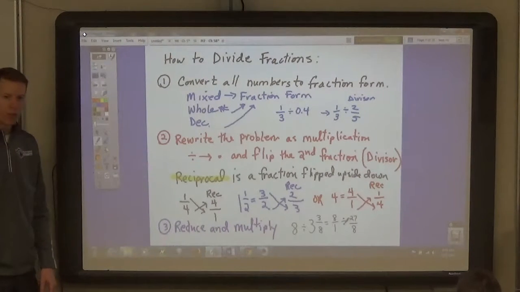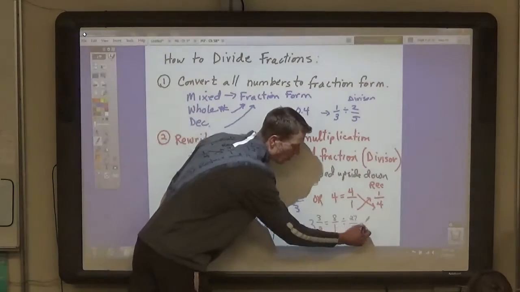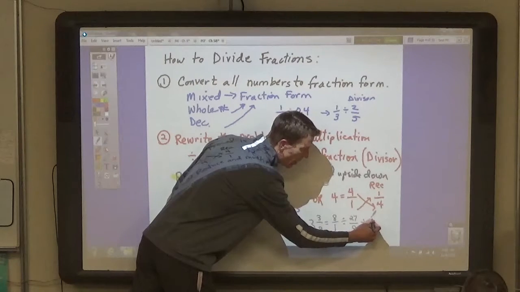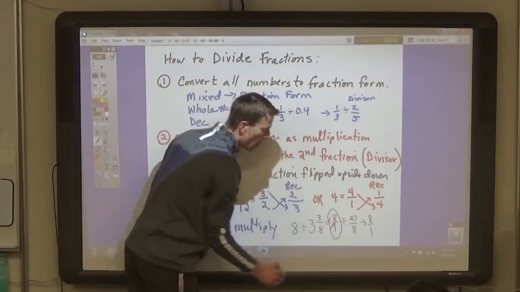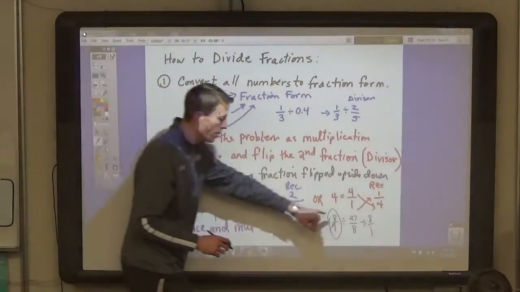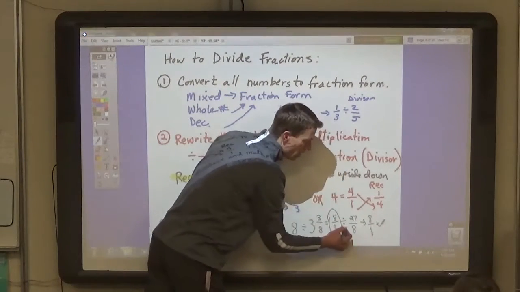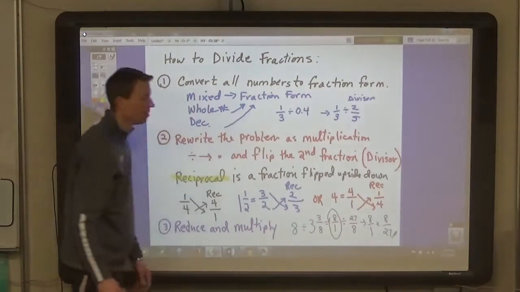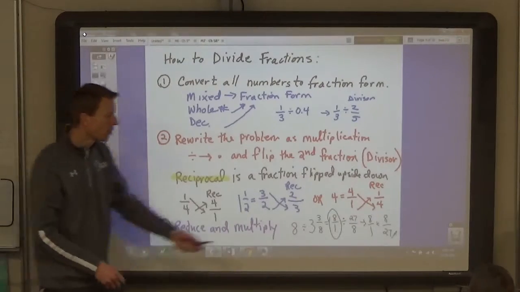And so what we have to do in order to find the answer, we have to change it to multiplication and rewrite the problem as 8 over 1. The first number in the problem stays the same. The second number, the divisor, is flipped to 8 over 27. And then we multiply. Now, can we factor it out first?